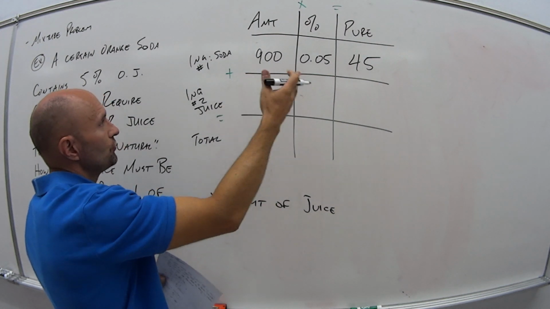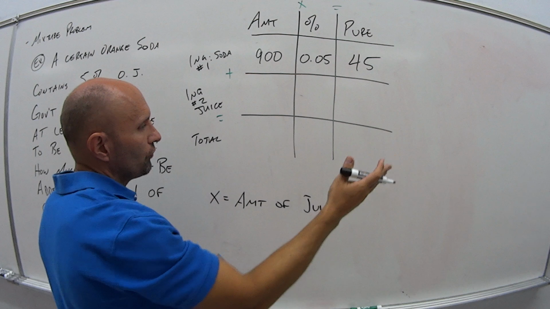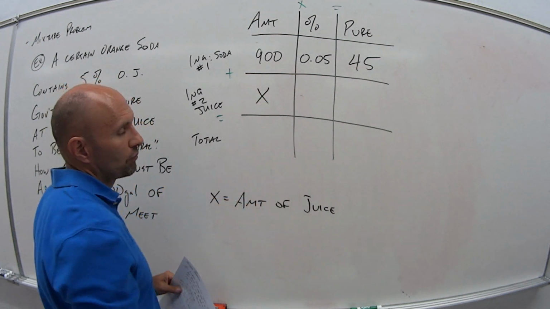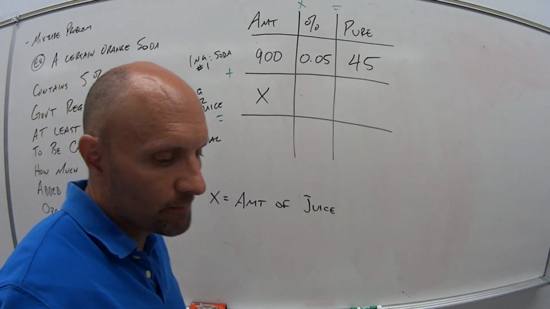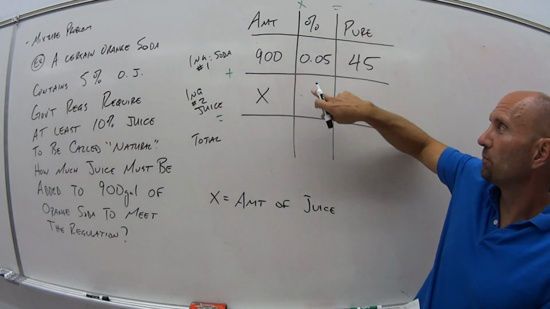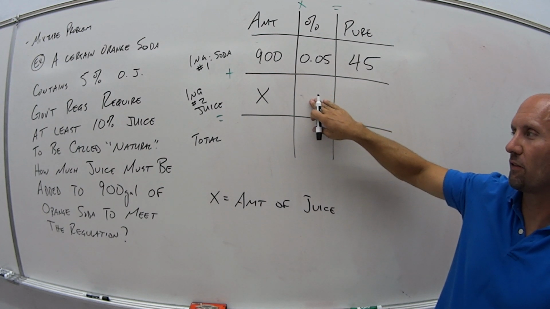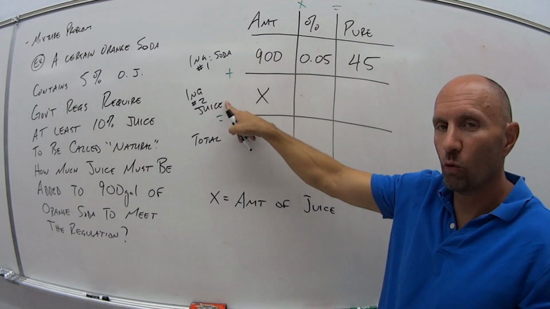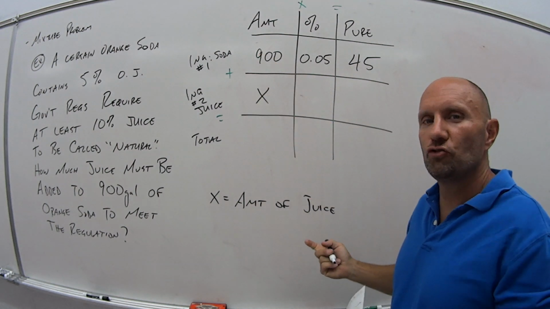How much juice in our total solution do we have? Well, we don't know. That's what we're trying to figure out. So it's x. Now, this box here, what is this asking us? It's asking us what percent of the orange juice is orange juice.